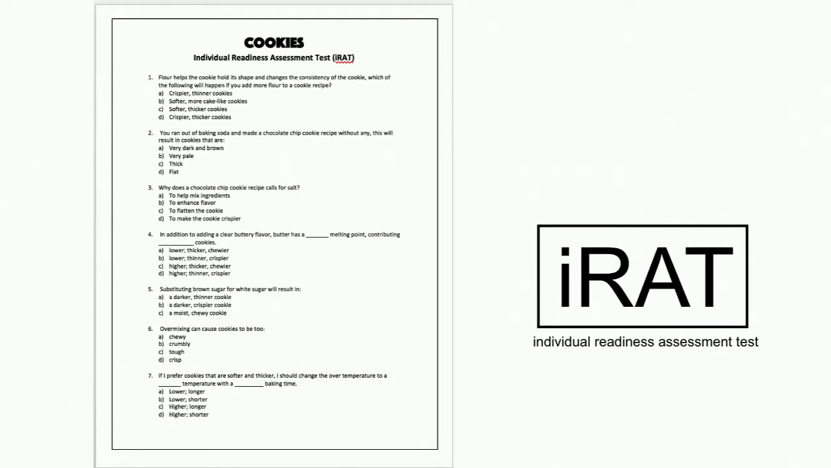So this is what an IRAT looks like. It's an individual readiness assessment test. It's multiple choice questions. There's usually about 5 to 7. Go ahead and just take this individual readiness assessment test by yourself and see how you do. You can reference the article if you need some background information on cookie making. Spend about 3 to 5 minutes taking this IRAT.